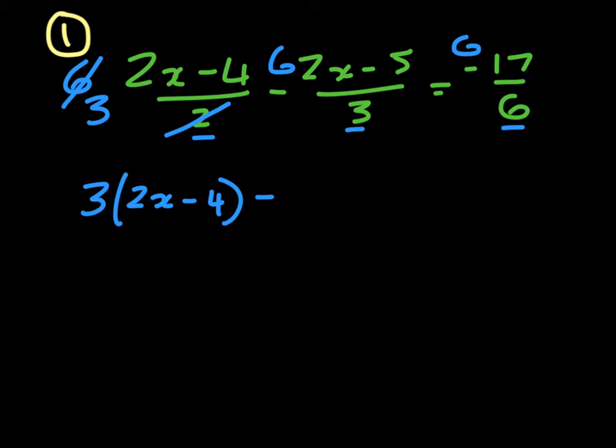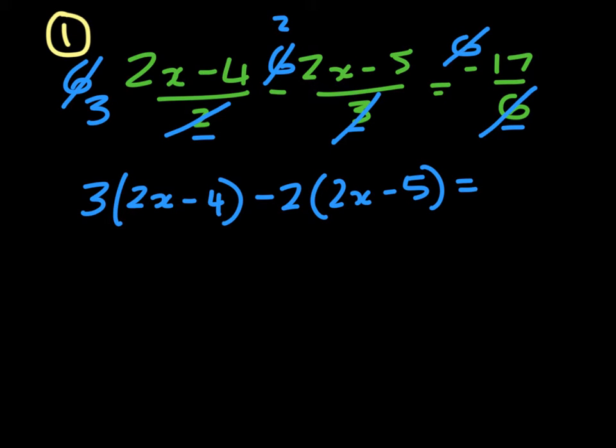Take away. Then the 3 cancels into the 6 twice. So that's take away 2 lots of 2x minus 5 equals, and the 6 cancels with the 6. So it leaves me with negative 17. Now if you remove the brackets, you should be able to solve for x.